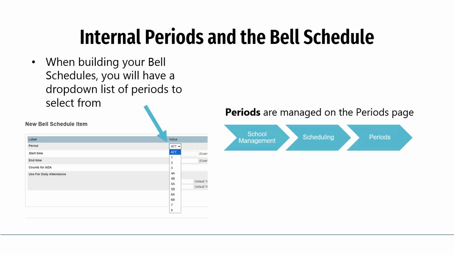You can change the bell schedules for the delays, for special days, for all the other things that you have in your calendars. You can change the bell schedule without changing the actual class schedule because the internal periods always stay the same. So looking at this, you can see the breadcrumbs: school management, scheduling, periods. That's how you can get there. And when you build your schedule, you will have this drop down in your periods so that you know what period each thing is. Again, it's important to understand the difference between the internal periods and the bell schedule.